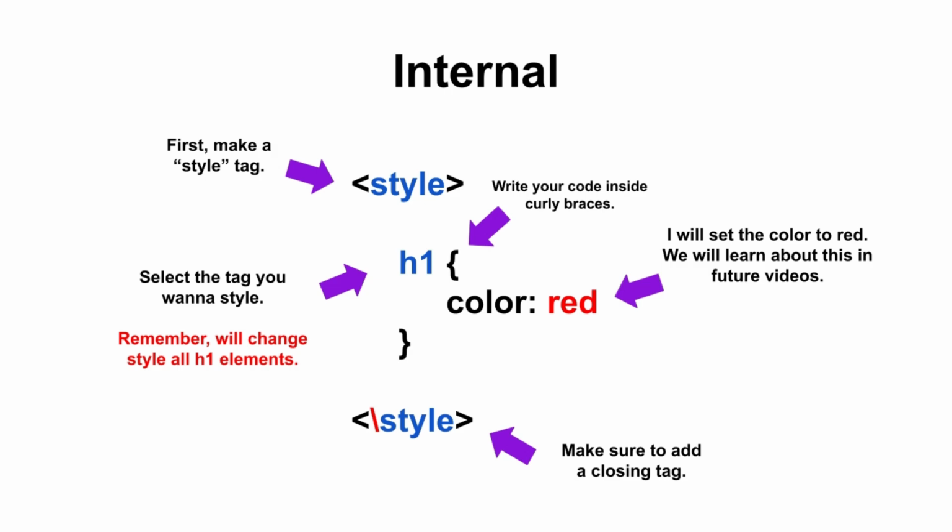The next way to style is to use internal styling. In this way, we basically create a separate style element in our HTML file. We write our code inside the style tags. For my code, I will select all H1 tags on our website and change their text color to red. We will learn about selecting different elements on our web page in a future video. But for now, don't worry about it.